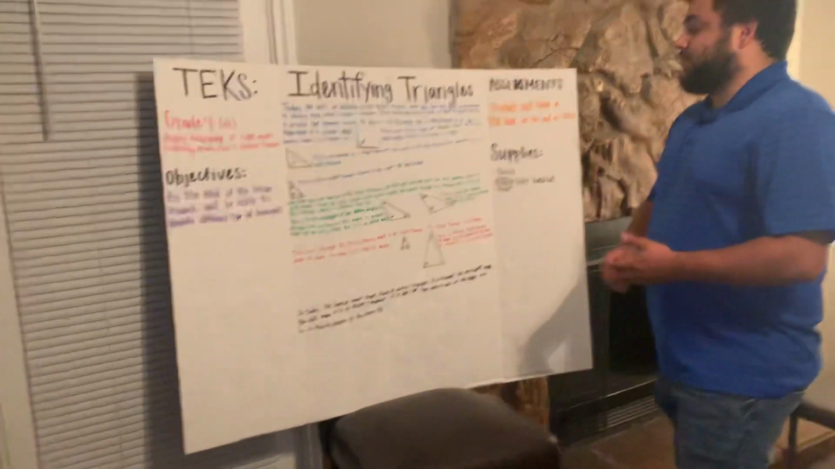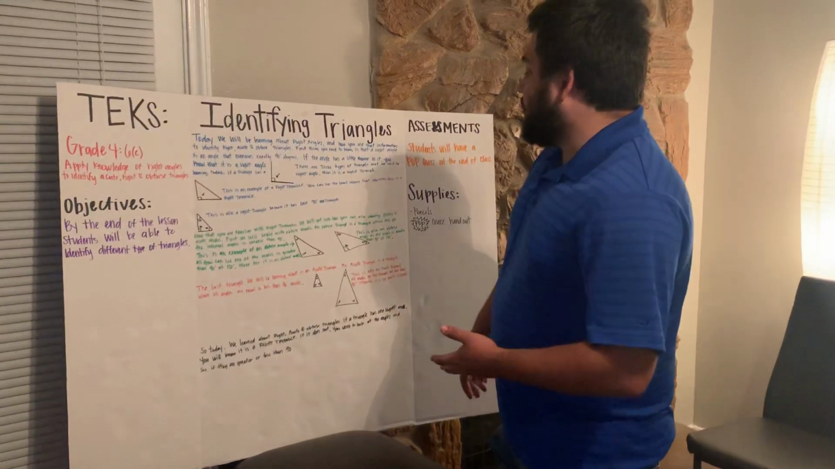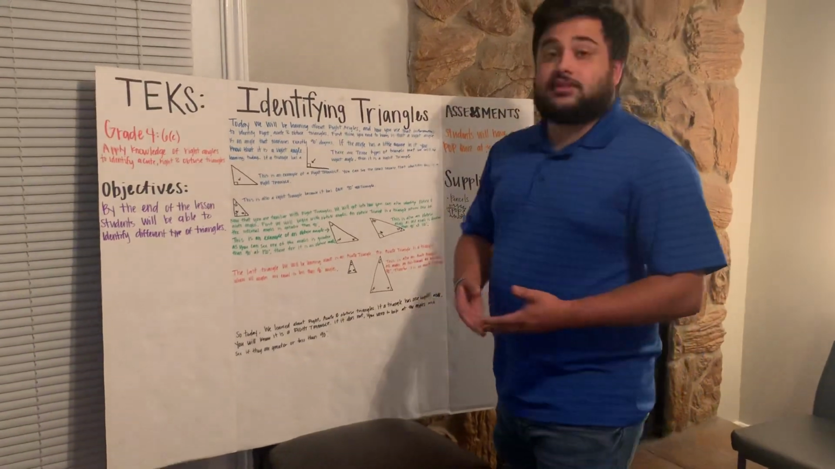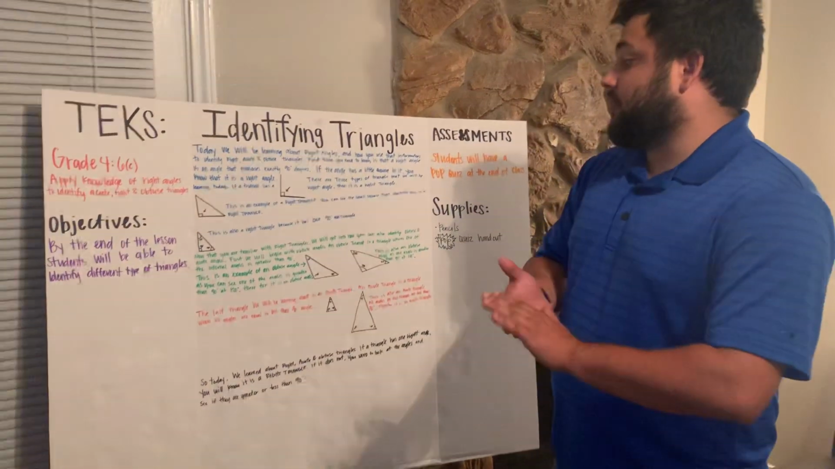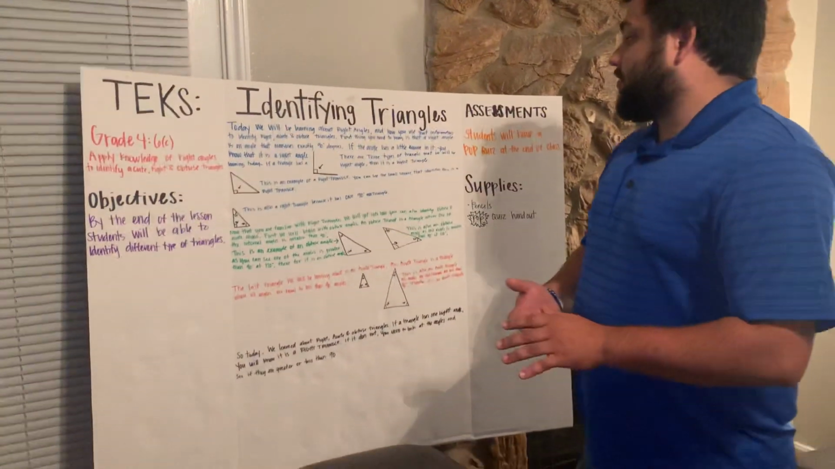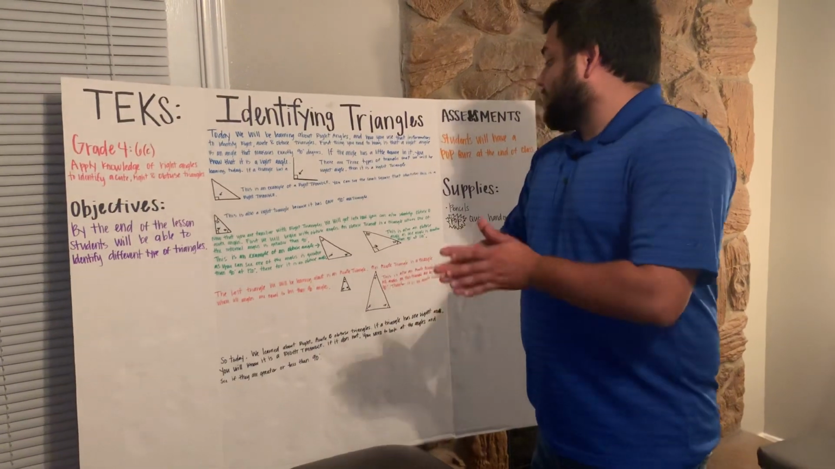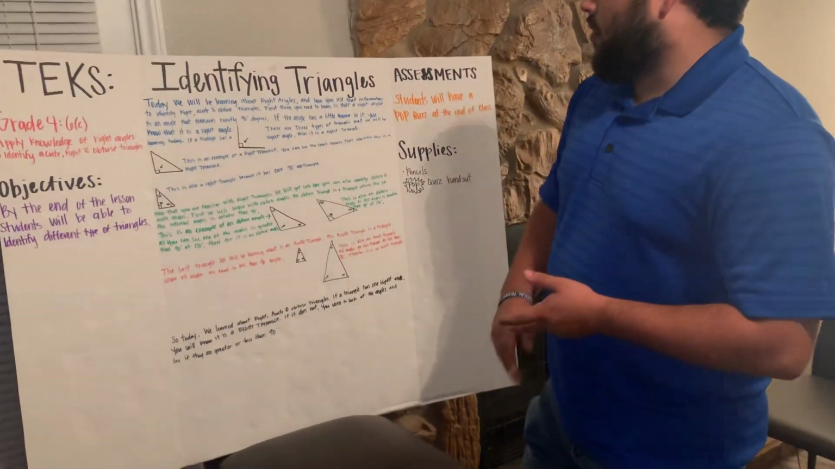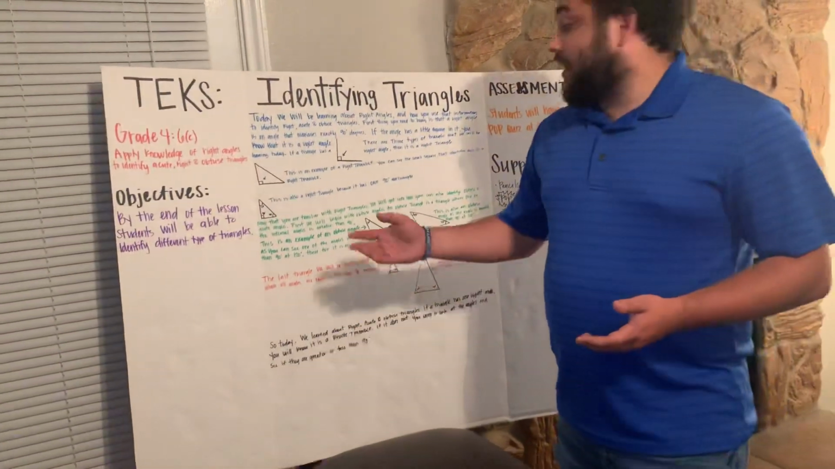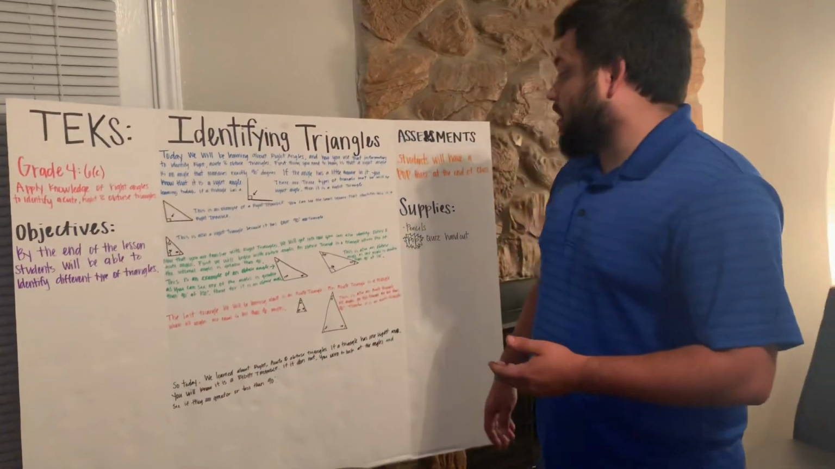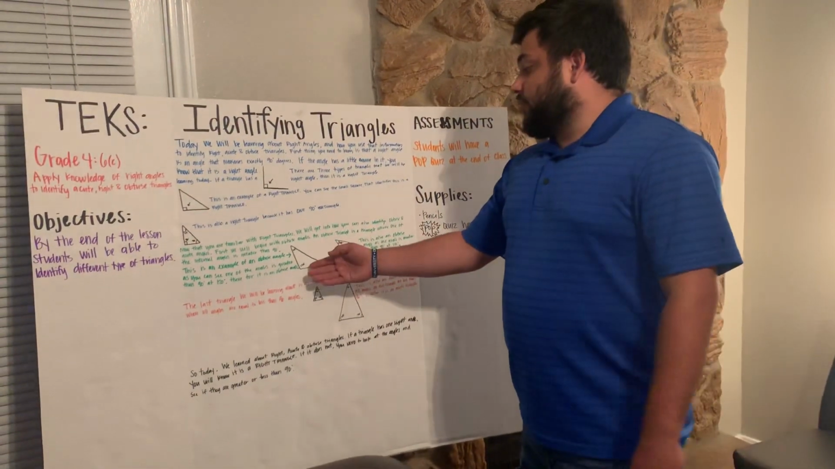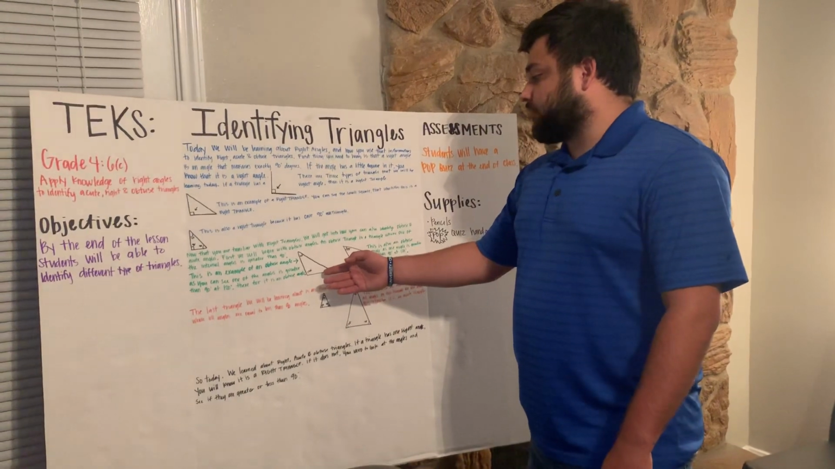Now that you are familiar with right triangles, we will get into how you can identify obtuse and acute triangles. First, we will begin with obtuse triangles. An obtuse triangle is a triangle where one of the internal angles is greater than 90 degrees. So this is an example of an obtuse triangle.